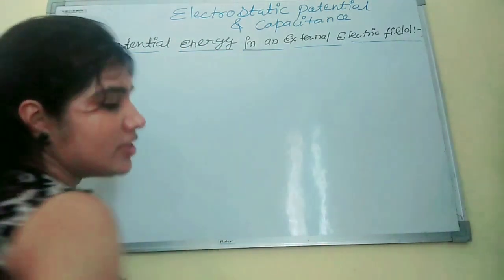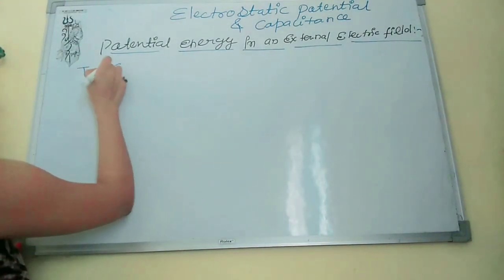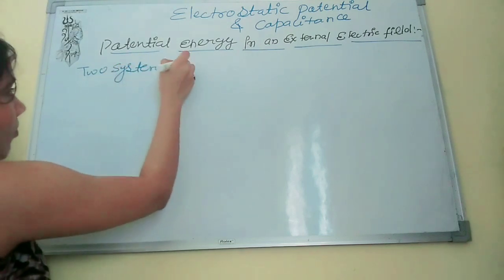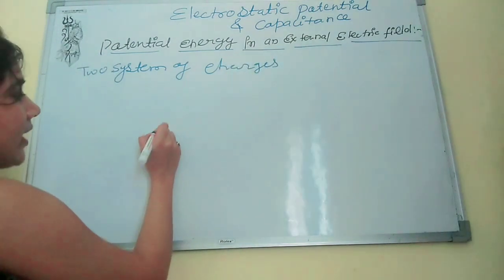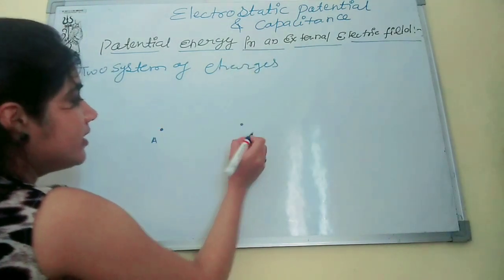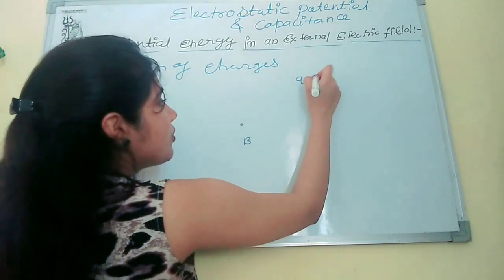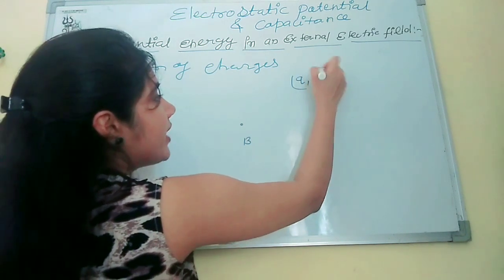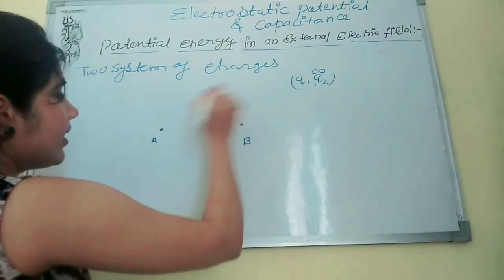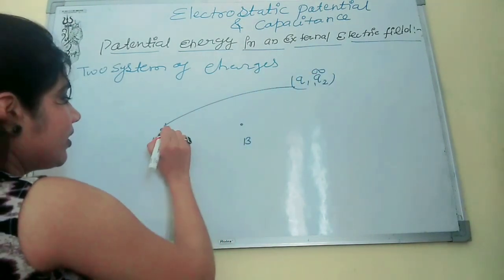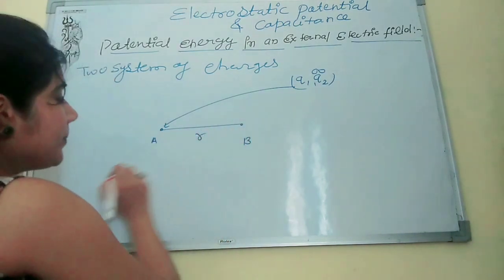Now we will find the potential energy due to a system of two charges. Two points A and B are placed in an electric field. This is the electric field, and these are the charges Q1 and Q2, which are at infinity. Now we will bring these charges in. Suppose we are bringing Q1 to this position, and the two points are separated by some distance that we simply mark as R.